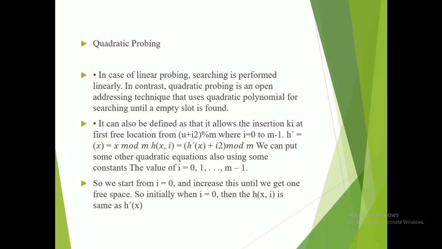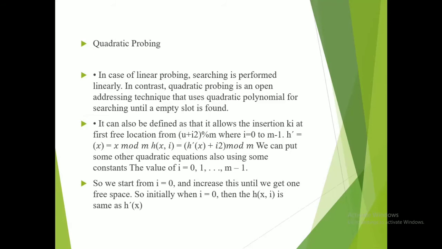Quadratic probing. In case of linear probing, searching is performed linearly. In contrast, quadratic probing is an open addressing technique that uses a quadratic polynomial for searching until an empty slot is found. It can also be defined as allowing the insertion of key ki at the first free slot from (u plus i squared) mod m, where i is equal to 0 to m minus 1.